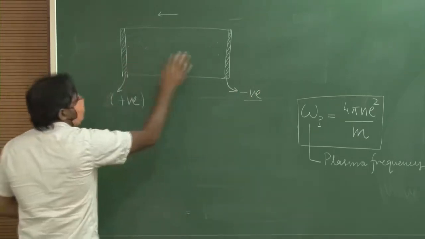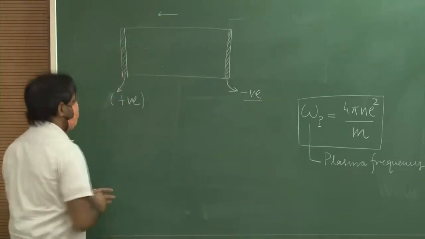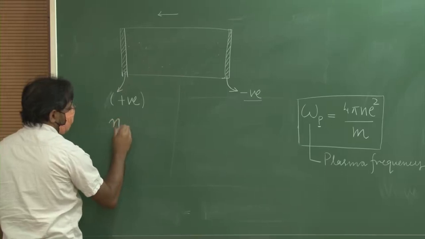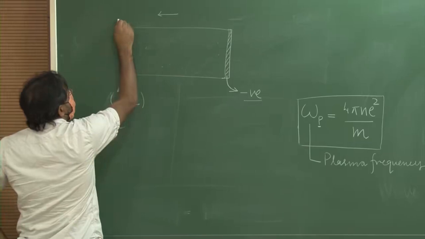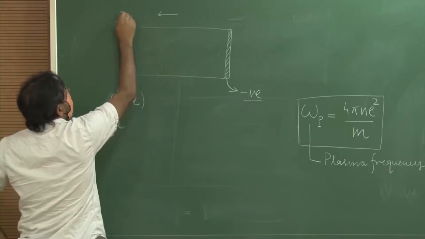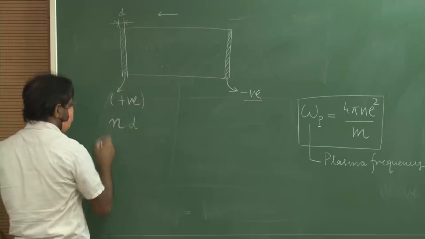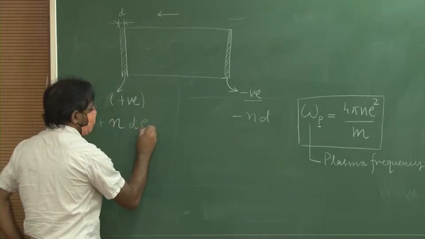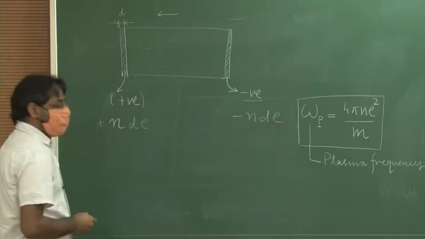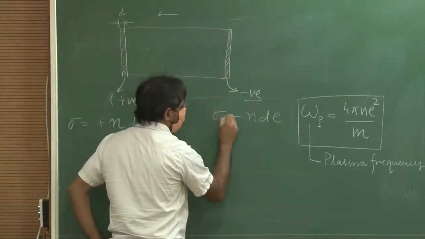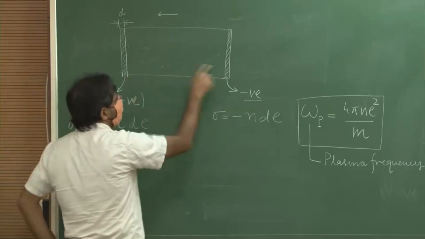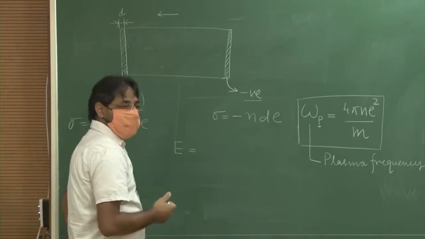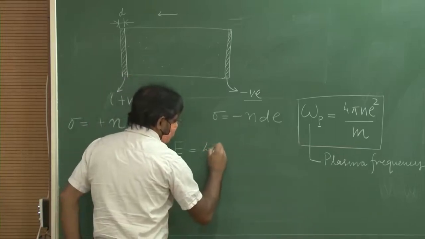You know how much this field will be, because it's now like a parallel plate capacitor once again. If this charge density is sigma, then sigma will be nothing but n times d, where n is the number of electrons per unit volume and d is this thickness. So nd will be the positive charge and minus nd will be the negative charge, and of course, you have to multiply it with the charge of the electron. So, this is the charge density sigma on this side and minus sigma on the other side. Now, you know the sigma. So, what will be the electric field which works as a restoring force? That electric field would be sigma by epsilon, when you write it in SI units. In CGS units, you write 4 pi sigma.